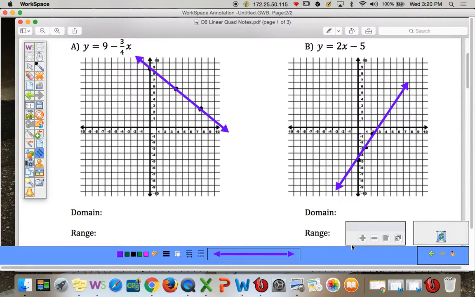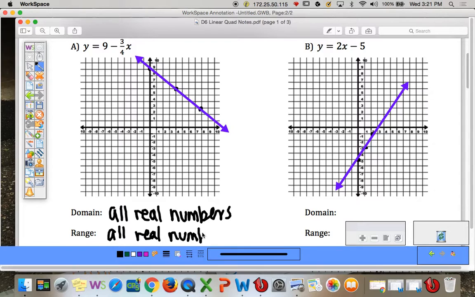Let's talk about domain and range for these. Domain is all possible x values. And since these arrows go on forever, all real numbers are going to be hit. So all real numbers for possible x values, because any number will have an answer on the graph here. And the range, the y values, since the arrow keeps going up and down, the range here is all real numbers. And that's true for both of these graphs, all real numbers for domain and range. So every value of x will have a value of y.